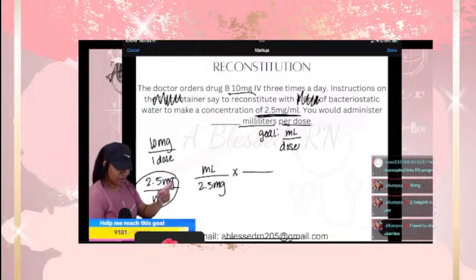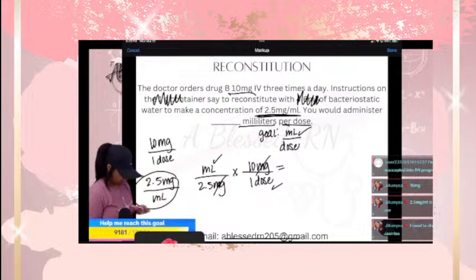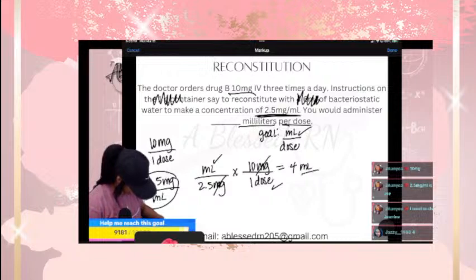I need my milligrams to cross out with my milligrams on the top. So 10 milligrams is one dose, and therefore we have our milligrams to cross out. And now what do we have? Goal. So that's going to be what, 10 divided by 2.5. And I know simple math, but sometimes I don't trust myself. So we have 4 milliliters per dose.